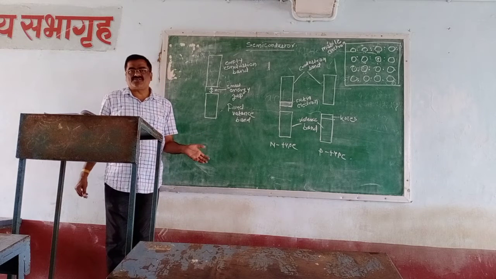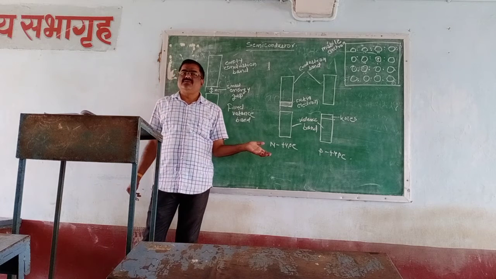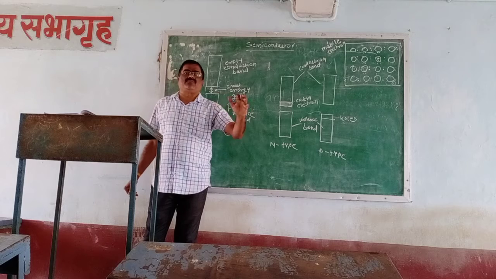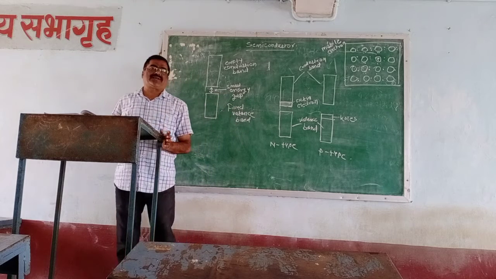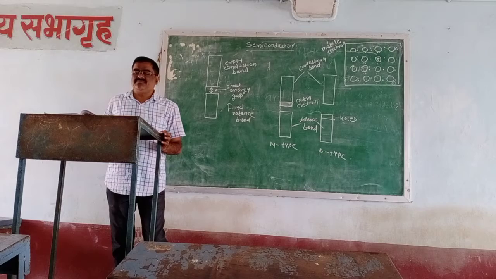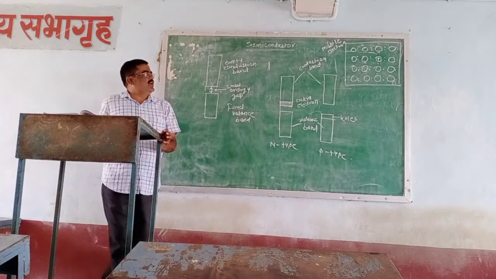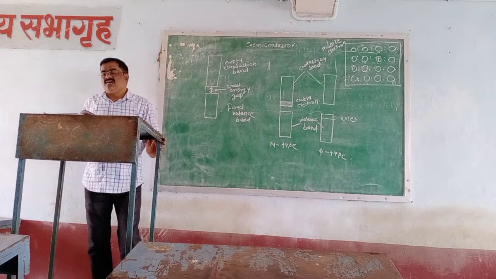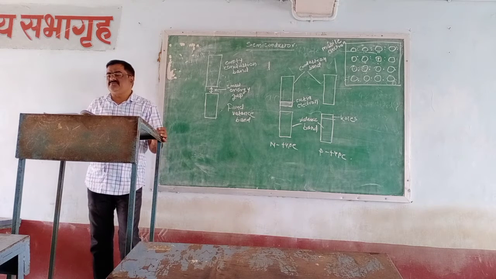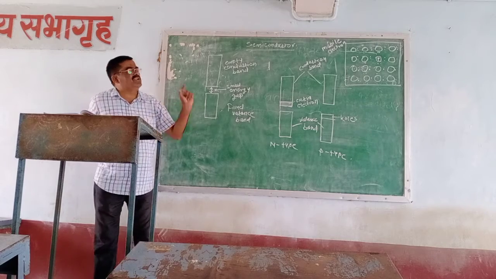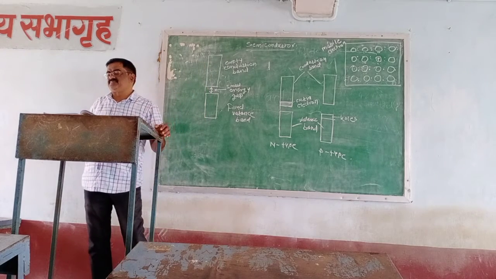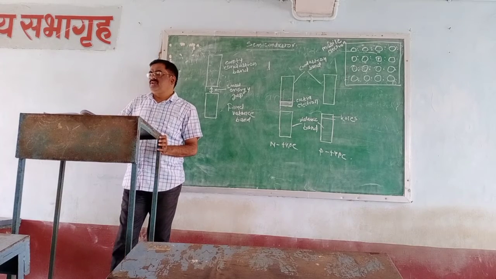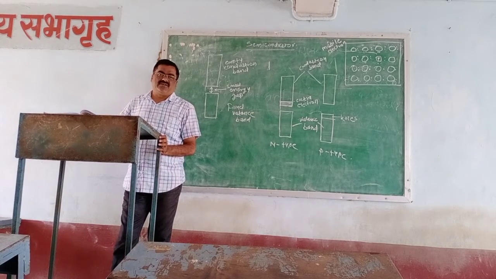But in the case of metals, there is no gap. There are free mobile electrons present in the metals and they can easily move and conduct electricity. But when we are talking about semiconductors, the electrical conductivity of the semiconductor material is intermediate between the metal and the insulator. The metalloids like silicon and germanium are semiconductors.